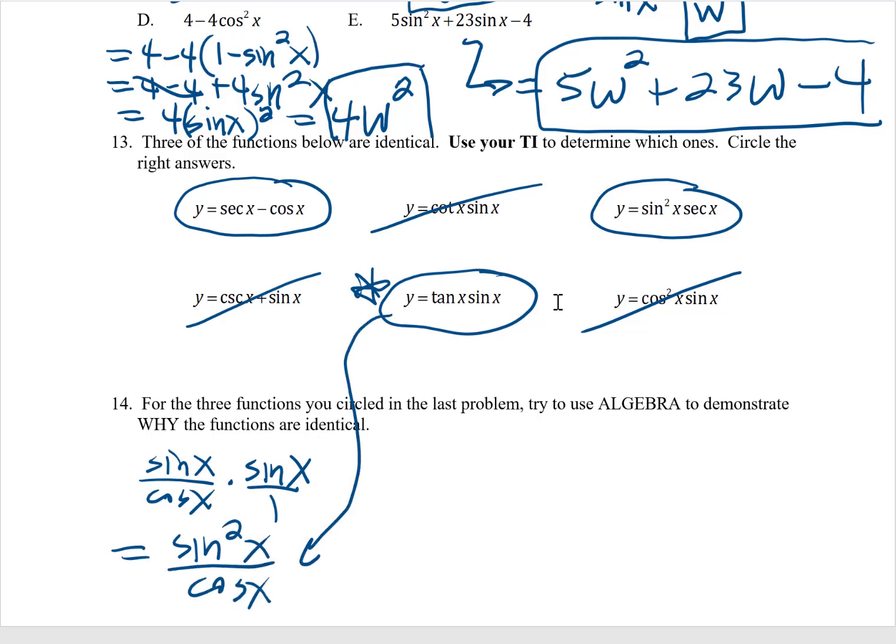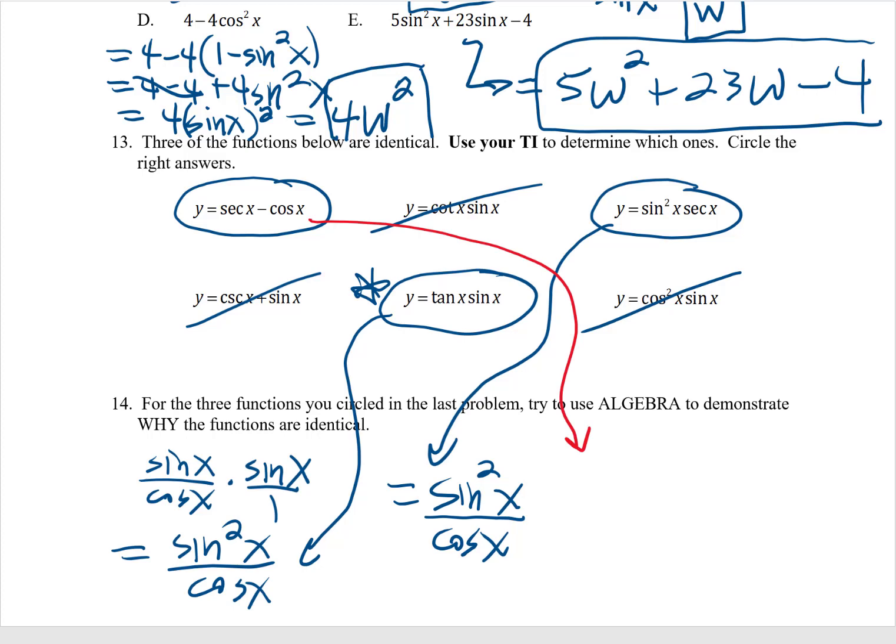But take a look at this one here. I have sine squared x secant x. If I simply reciprocate the secant x to the bottom, it turns into sine squared x over cosine x. And so the two pieces match. What about the third one? Well, this one looks a little trickier.